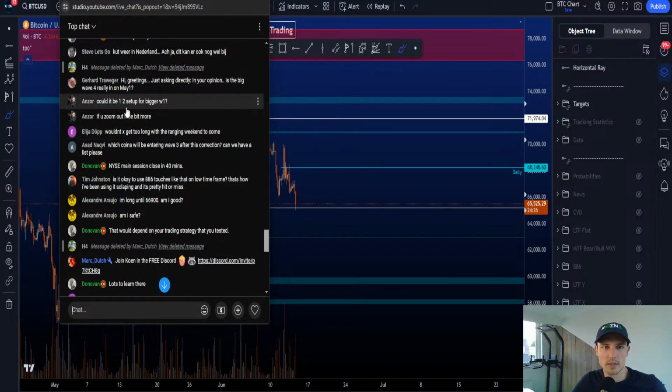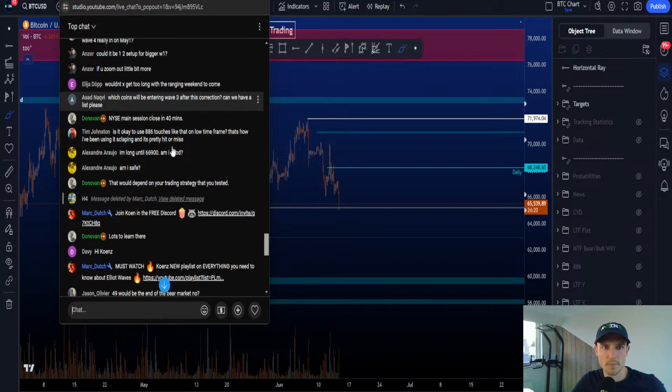A 1-2 setup for a bigger wave 1, if you zoom out a little bit more. What time frame do you mean, Anzor? Wouldn't X be too long with the ranging weekend to come?